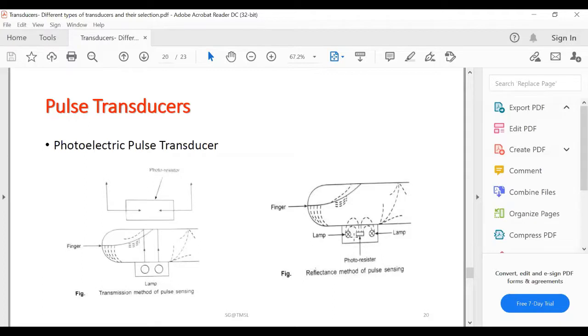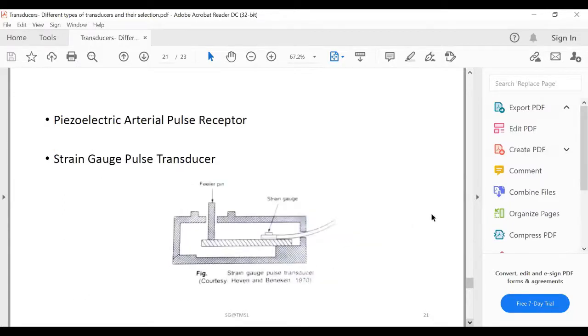In this way the pulse transducer works, and I think all of you know that nowadays the pulse oximeter is also based on this type of technology.